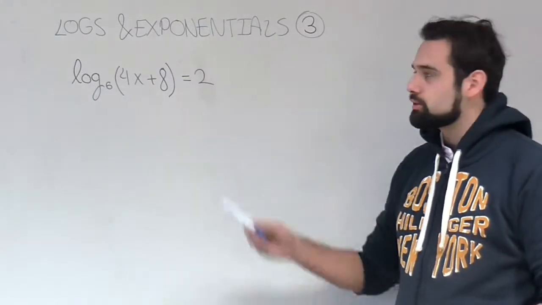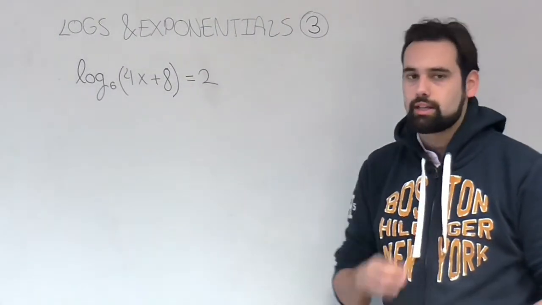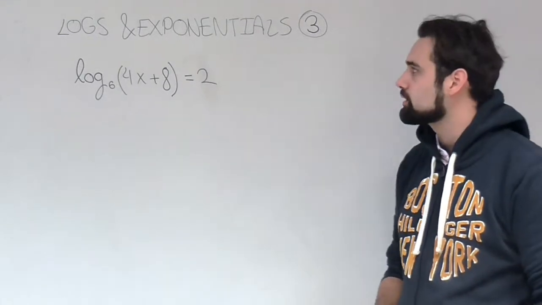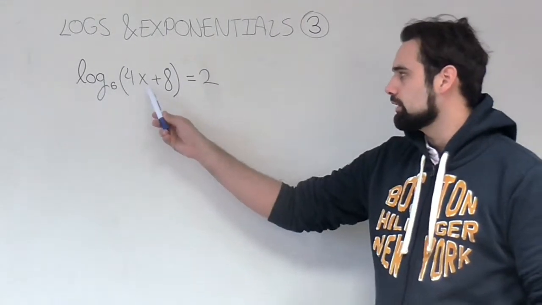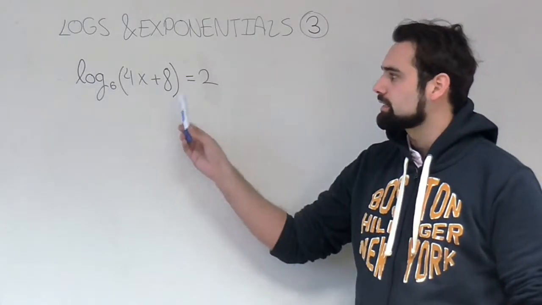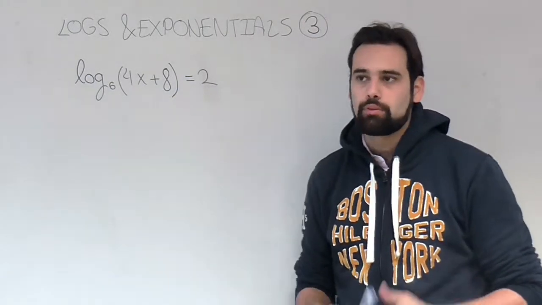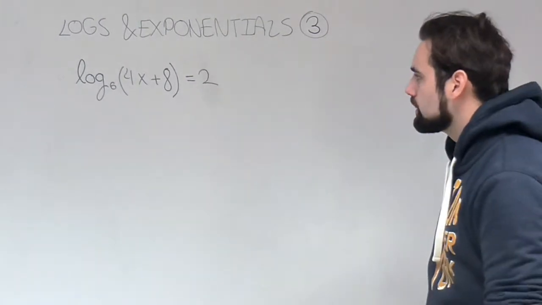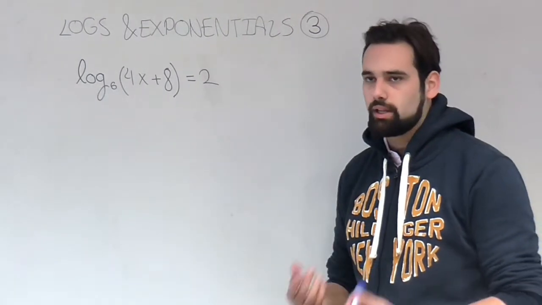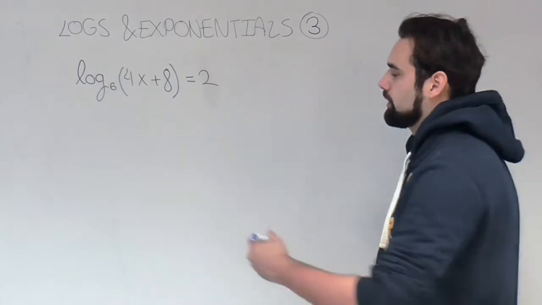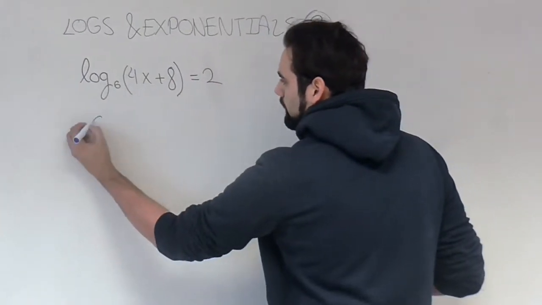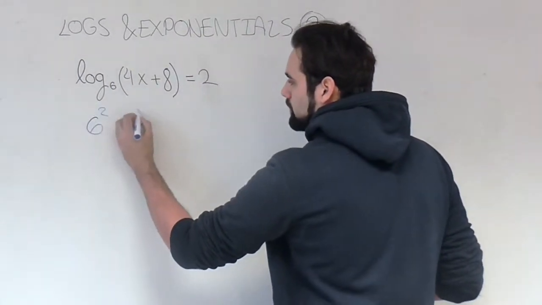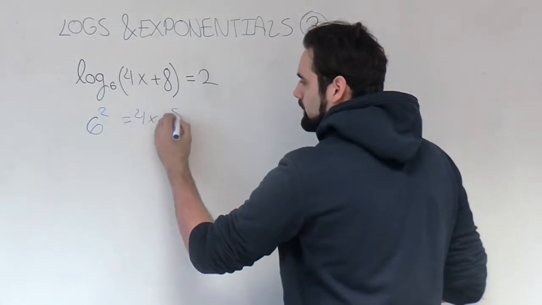So now we are going to take a look at this third exercise regarding logarithms and exponentials. Now we will see that here, to solve for x, the x is enclosed inside the logarithm. So we first need to take care of that in order to be able to continue with the exercise. So one thing that we can do is just apply the definition of logarithm. So then we say that 6 to the power of 2 equals 4x plus 8.